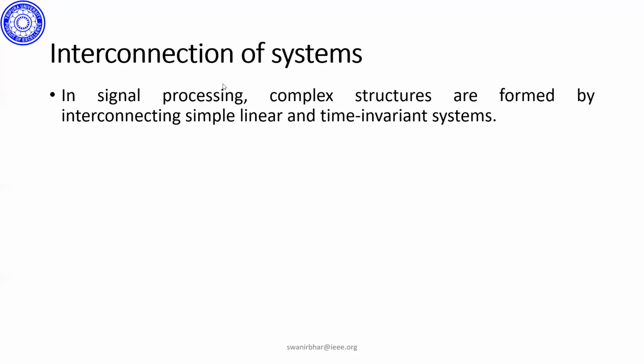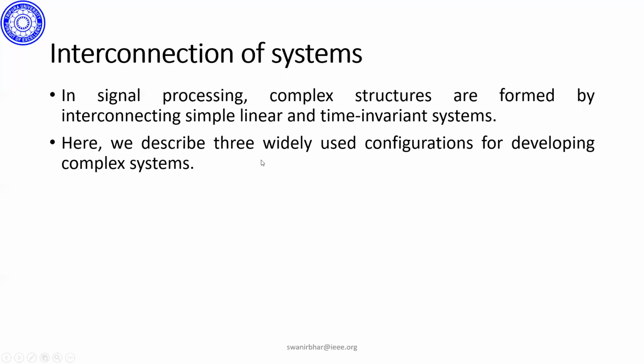So in signal processing, complex structures are formed by interconnecting simple linear and time invariant systems, which are in short called LTI systems. Linear and time invariant means LTI. So we connect different LTI systems and produce a big system. So here we describe three widely used configurations. More combinations are there, but these are the three most popular ones.